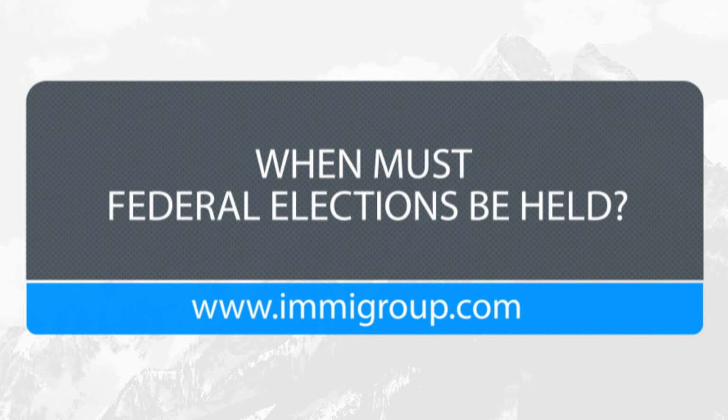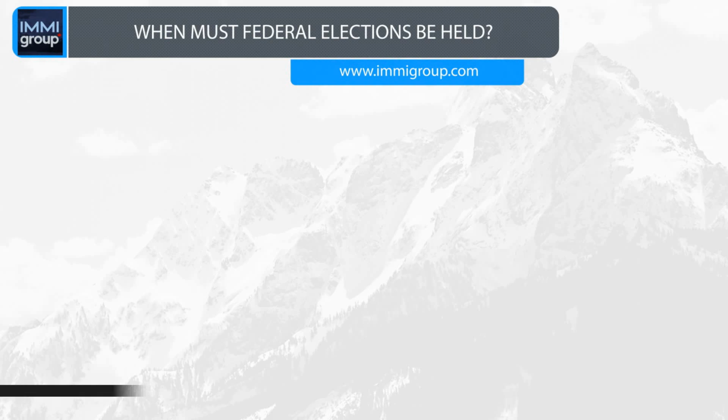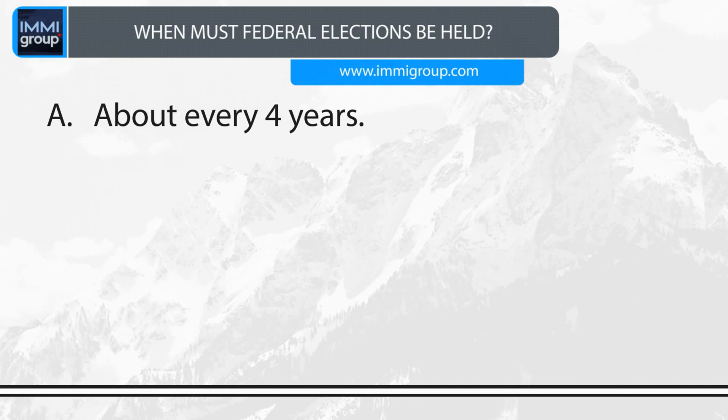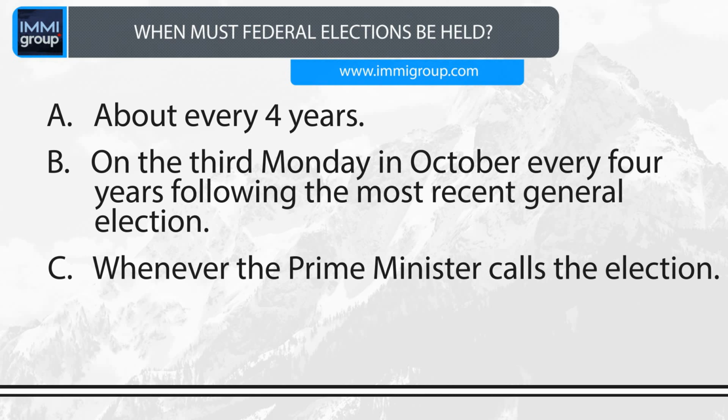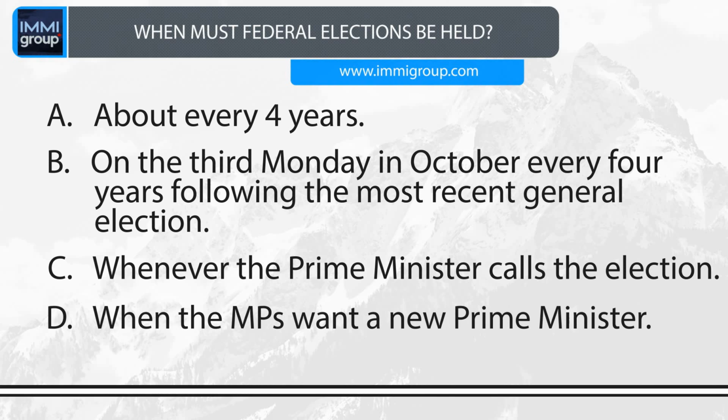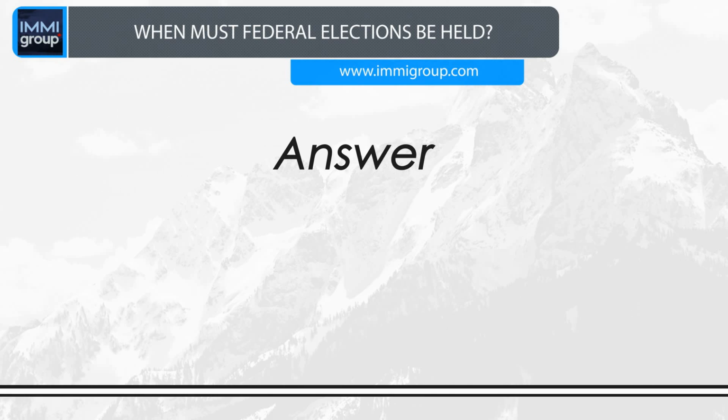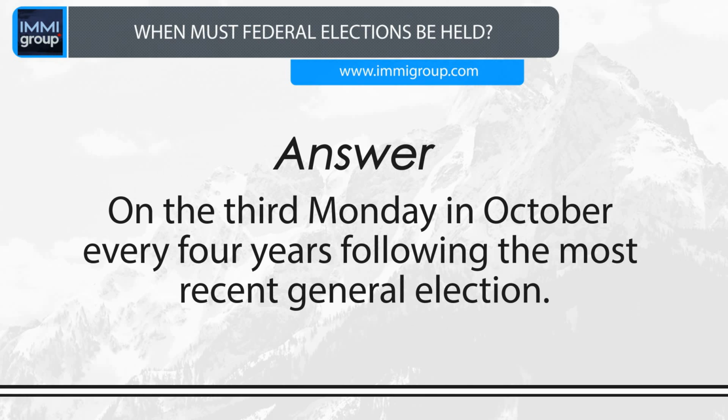When must federal elections be held? A. About every 4 years. B. On the third Monday in October, every 4 years following the most recent general election. C. Whenever the Prime Minister calls the election. D. When the MPs want a new Prime Minister. Answer: On the third Monday in October, every 4 years, following the most recent general election.